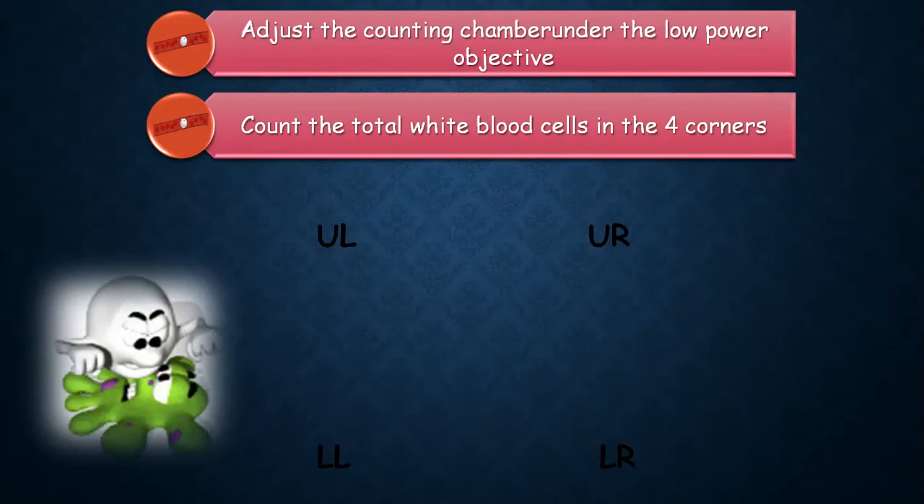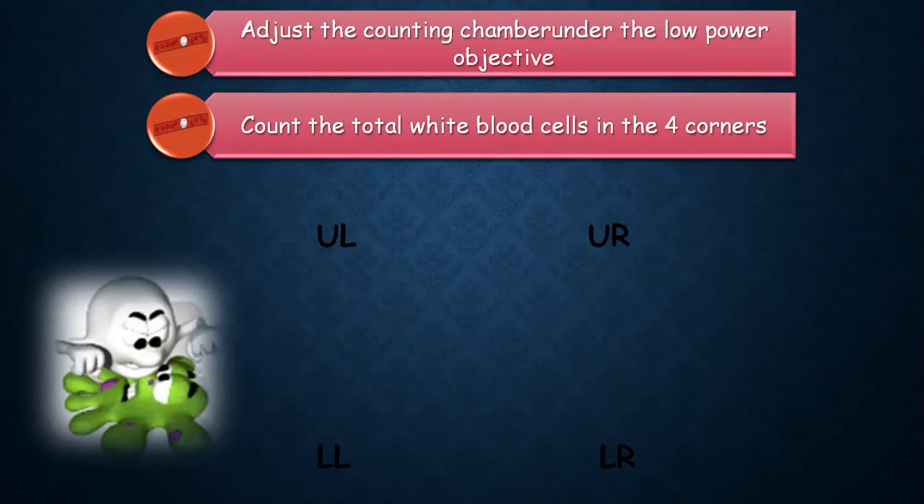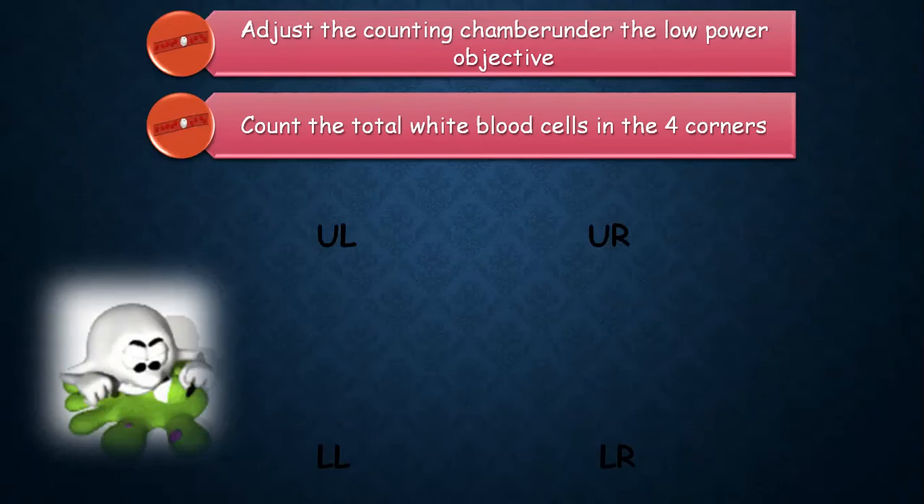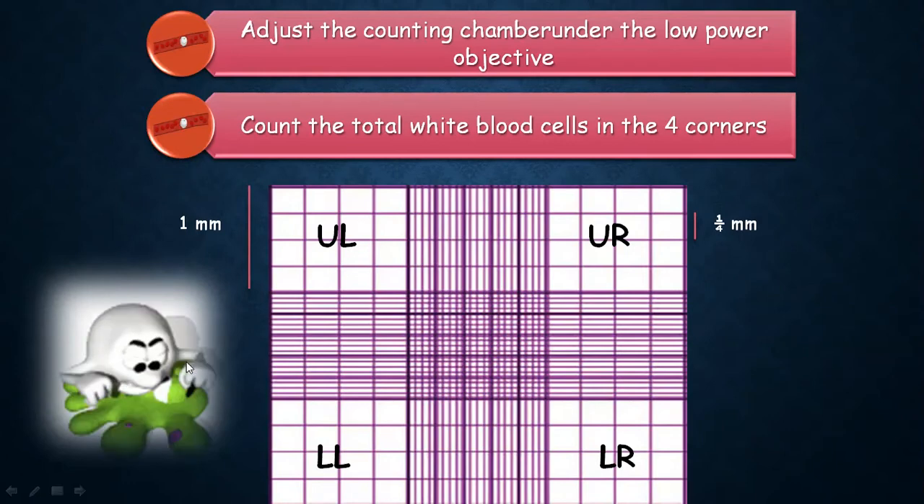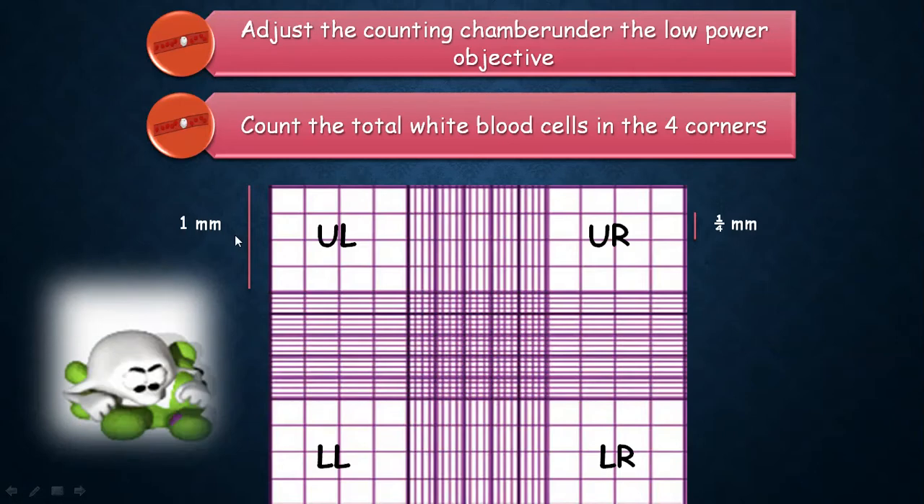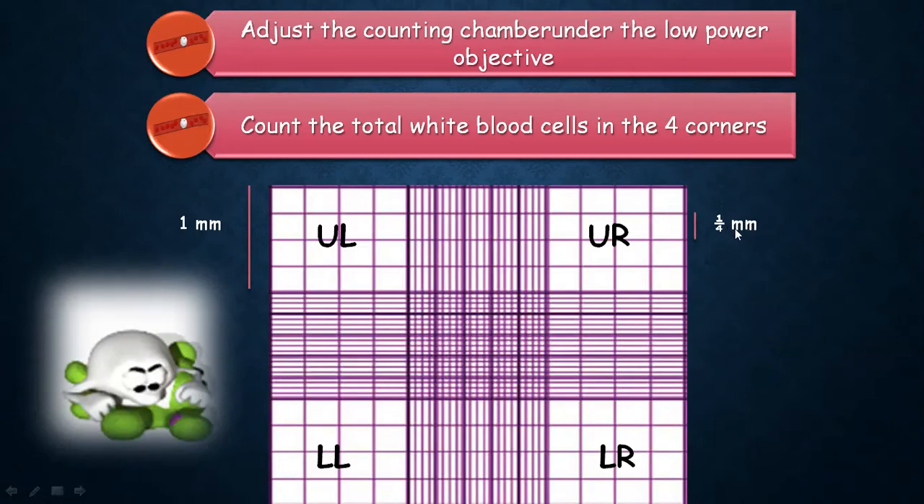Adjust the counting chamber under the low power objective and count the total white blood cells in the 4 corners. Now see, these are the upper left corner, upper right corner, lower left and lower right corner. These are totally 1 millimeter, and each square contains 1/4 millimeter.